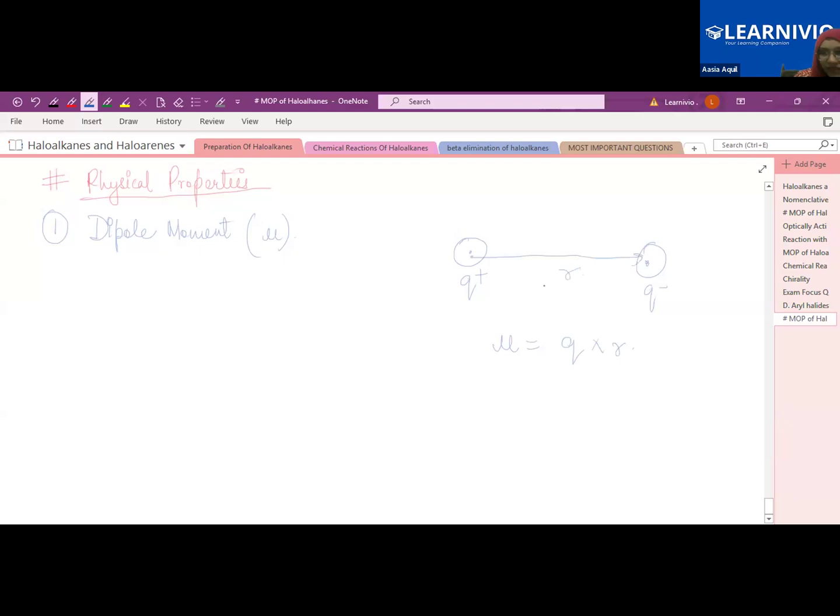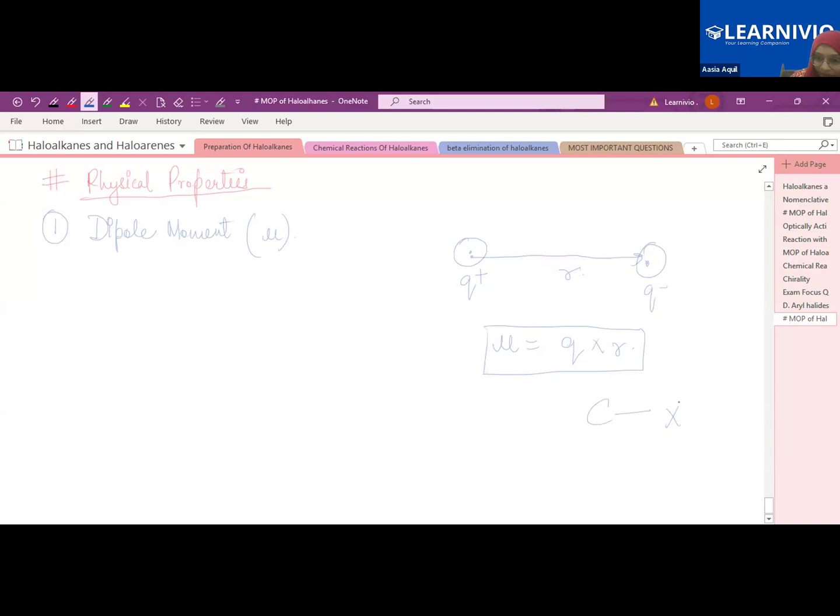So this is a positive charge, this is a negative charge, and the distance between these two charges is r. So the dipole moment is the product of the separated charge multiplied by r, the distance between them. And how does dipole moment occur? Due to the electronegativity difference between the two atoms. Suppose we have a carbon, because we are talking about haloalkanes, the C-X bond. X is your halogen atom and this is the carbon of the alkyl group or the aryl group.